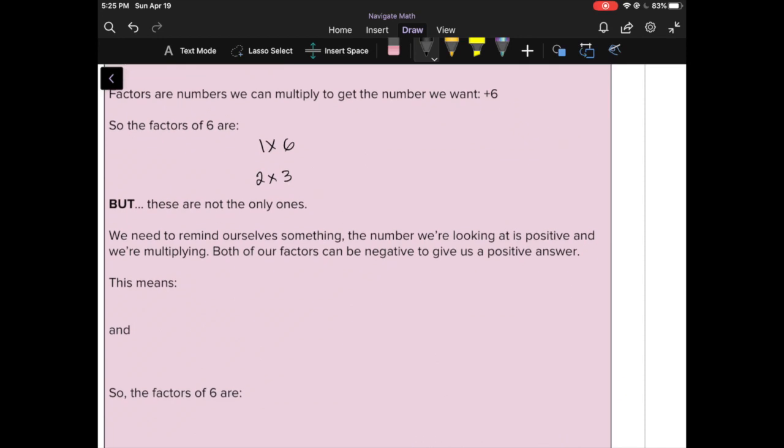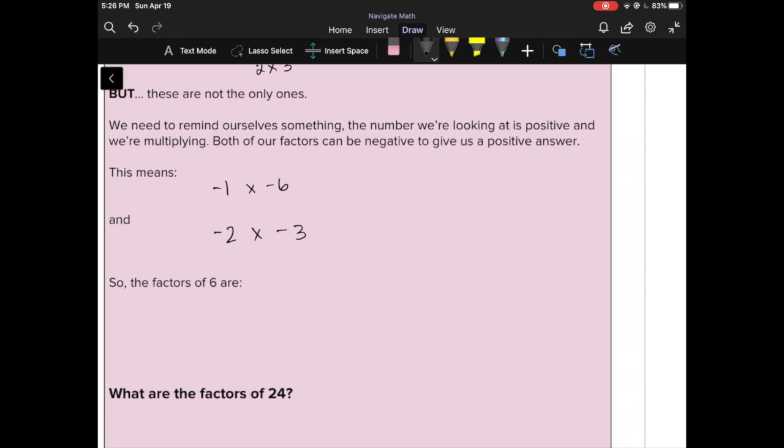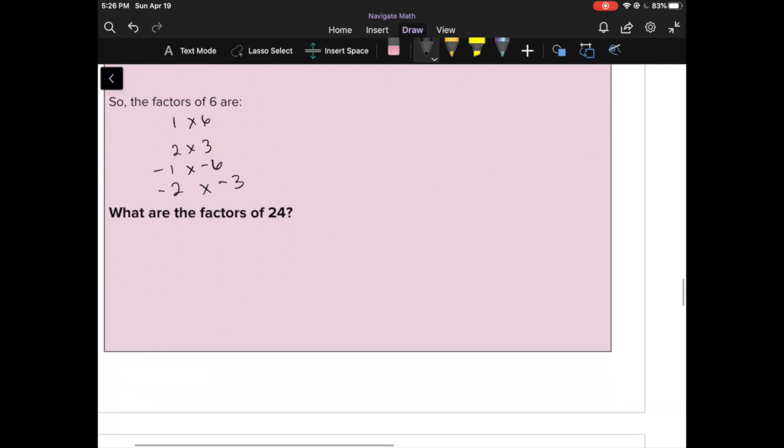We need to remind ourselves something. The number we're looking at is positive and we're multiplying. So that means that both of our factors can be negatives to get us a positive answer. This means that negative 1 times negative 6 and negative 2 times negative 3 are also factors of 6. So that means that the factors of 6 are 1 times 6, 2 times 3, negative 1 times negative 6, and negative 2 times negative 3.